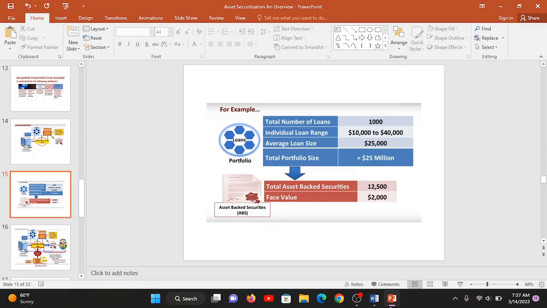So these are all small ticket loans. Total loan portfolio is 1,000 times 25,000, which is 25 million. So your total portfolio is 25 million, split into 1,000 cases of average 25,000. Now you do have a backup in terms of portfolio, and you are going to issue new securities in line with these backup assets. How many? You are going to issue 12,500 asset backed securities where the face value is 2,000. You are just giving an equivalent to 25 million.